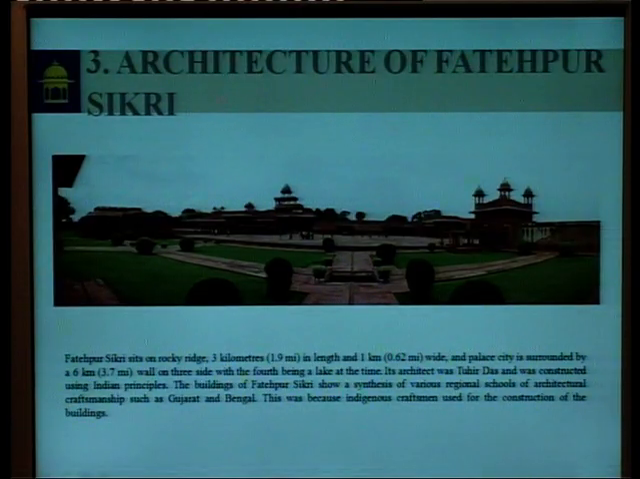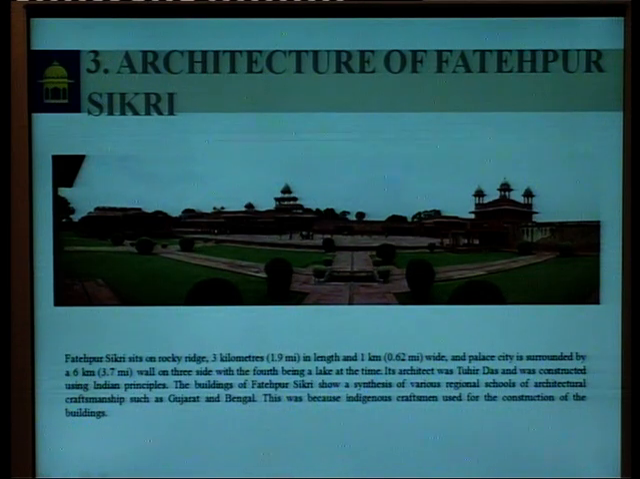The buildings of Fatehpur Sikri show a synthesis of various regional schools of architectural craftsmanship such as Gujarat and Bengal. Now, Akbar had won over all these areas. Gujarat was also under Akbar's empire, and Bengal on the far east was also under it, so many craftsmen and many ideas were cross-fertilizing, and Fatehpur Sikri became a ground where all these amalgamated into the buildings which exist there today, as we will study.